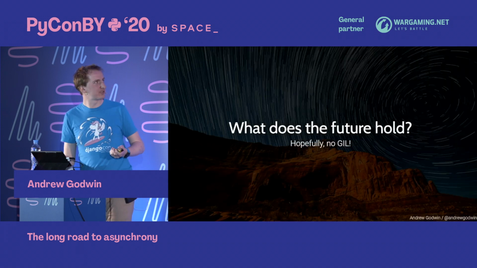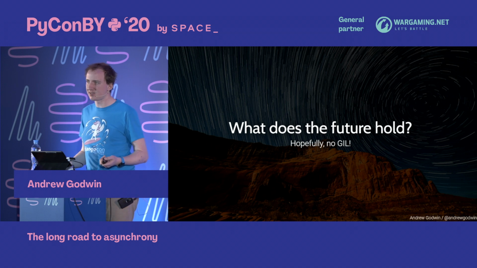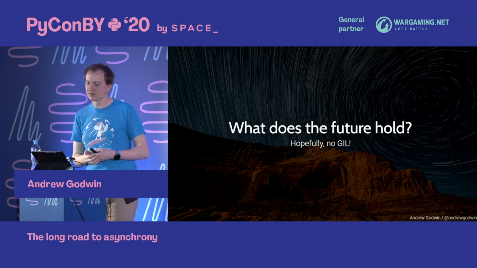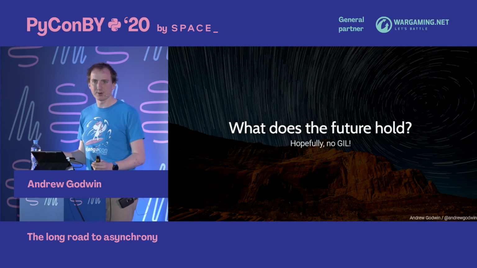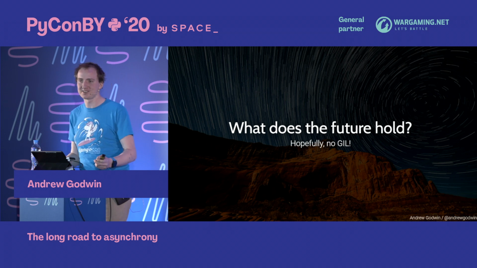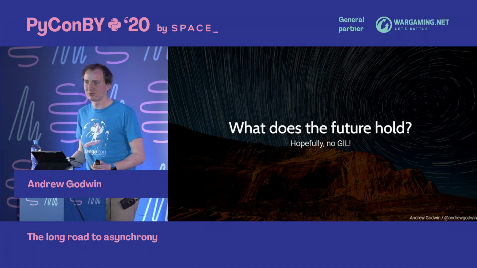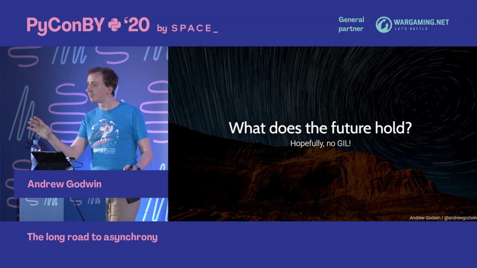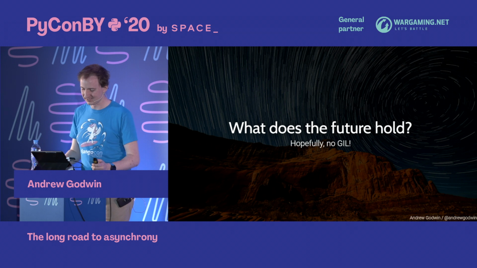The question, of course, is what does the future hold? Async in Python is still very young. You can tell that from these rough edges I've been showing you. My personal hope is that we can finally remove the GIL at some point, and then maybe that becomes Python 4, I don't know. Several Python core developers I've talked to are optimistic. They are not going to commit to it ever, but they believe it's possible.